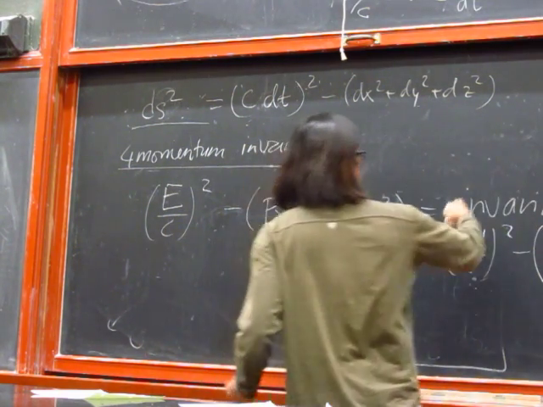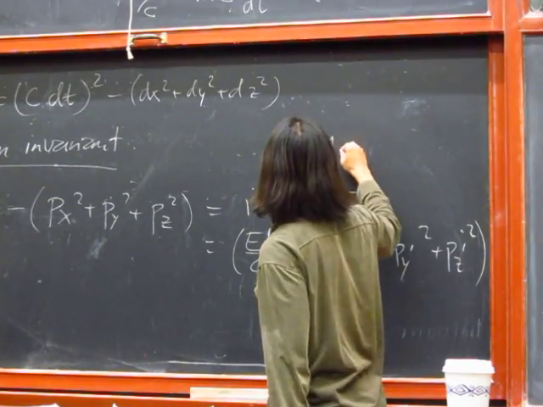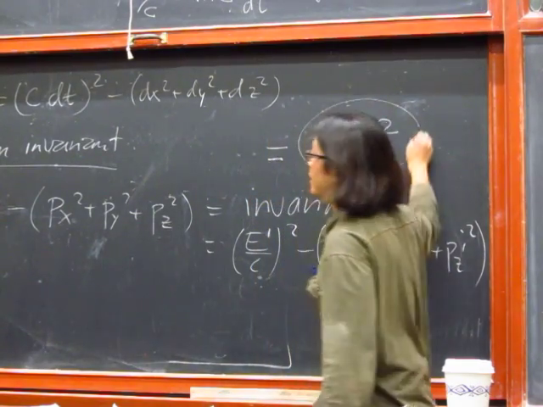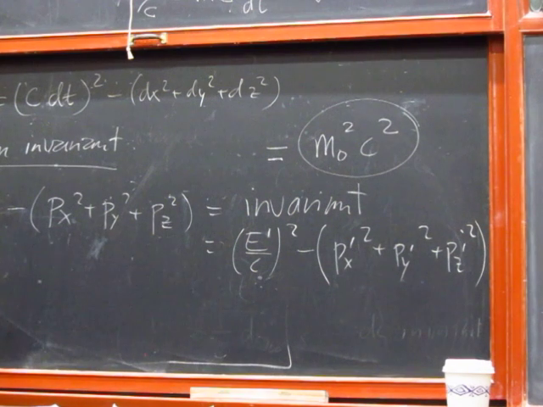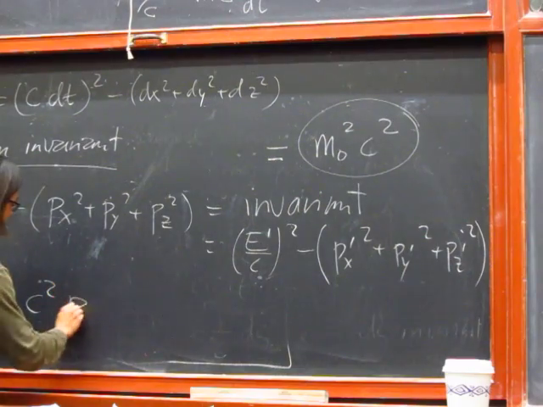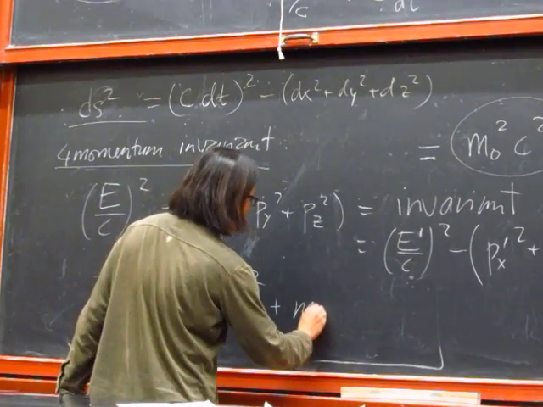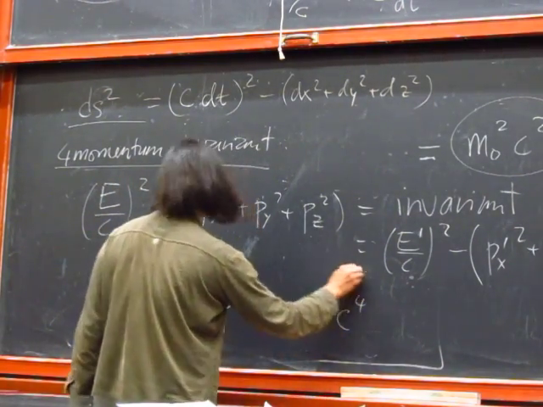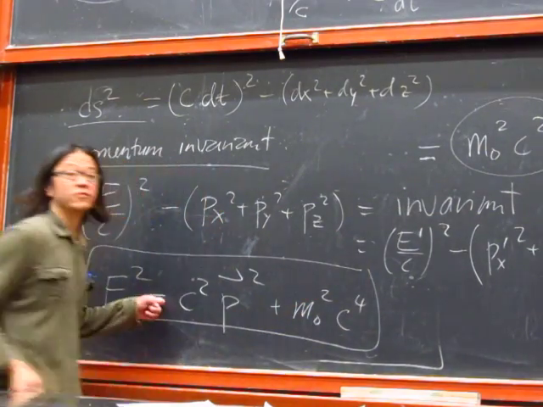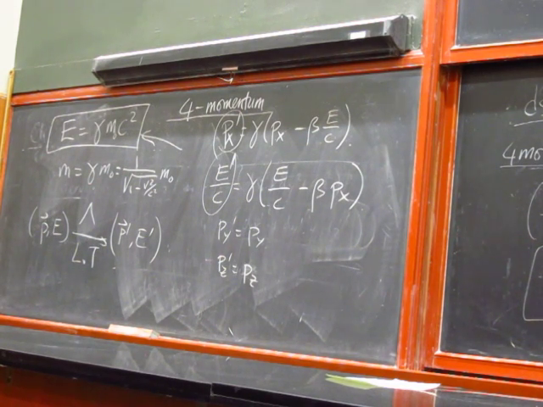And the invariant is equal to m naught squared c squared. Okay, so then again this is the formula that I believe you see: E squared is equal to c squared p squared plus m naught squared c to the fourth. This formula is the same as that formula. Okay?